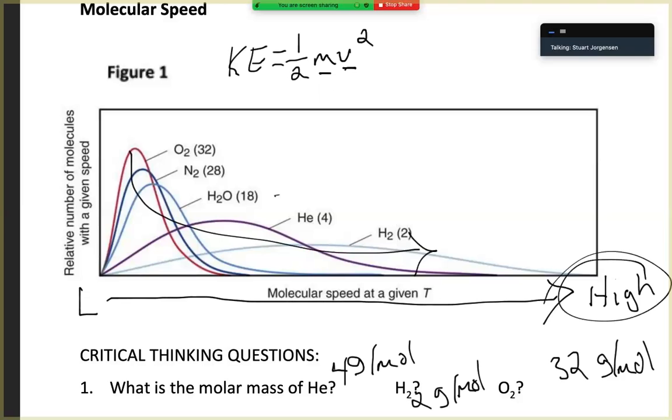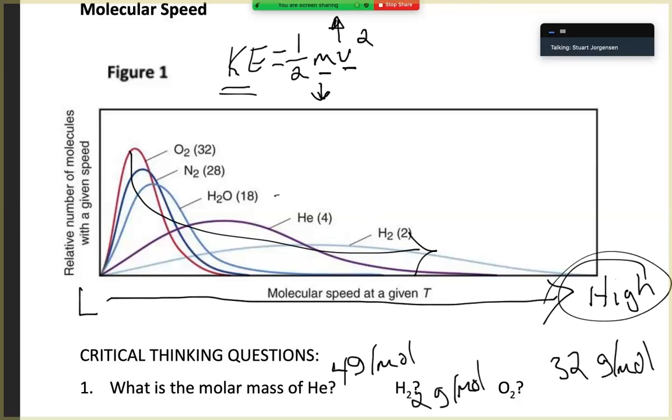So here we're saying as the mass decreases, so particles get lighter, their velocity is going to increase, given that the temperature is staying the same. Kinetic energy is held constant. So for letter C, we would see an increase in the average speed of the molecules.